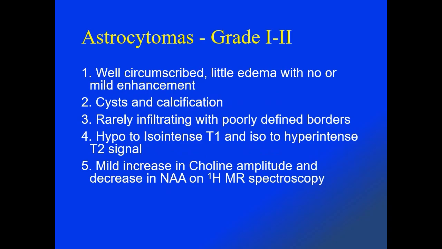Low-grade astrocytomas are typically well circumscribed with little edema and no or mild enhancement. Cysts and calcifications can be seen. They are rarely infiltrating with poorly defined borders. They are hypo- to isointense on T1 and iso- to hyperintense on T2 images. They may show a mild increase in choline concentration and decrease in NAA on MR spectroscopy.